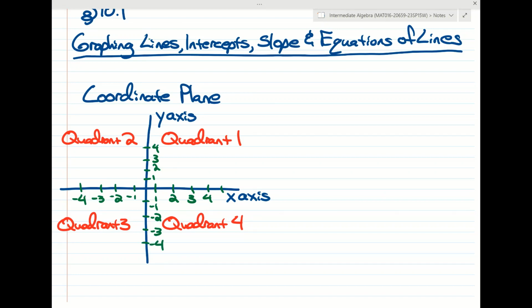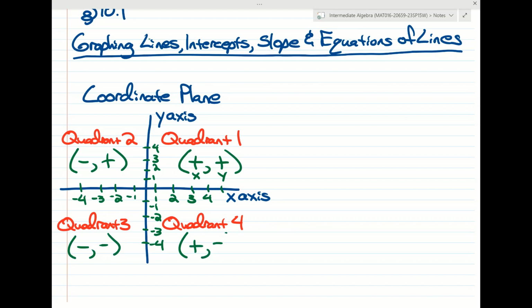So in quadrant 1, any point that's in quadrant 1 would have a positive x value and a positive y value. The x value always comes first, the y value comes second. Quadrant 2 is we have negative and then positive. Quadrant 3 would be both negative. And then quadrant 4 is positive and then negative.